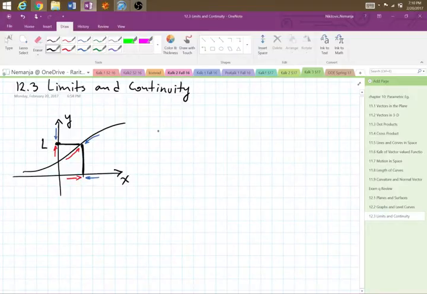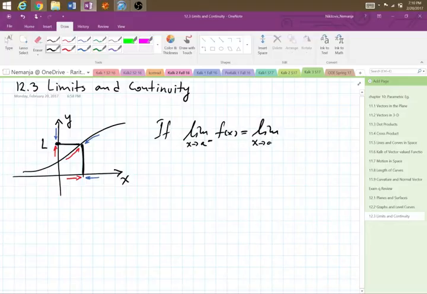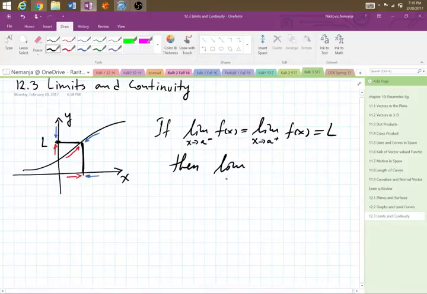So Theorem 2.2, if you care about the exact placement in the book, said that if the limit as x approaches a from the left of the function is the same as the limit as x approaches a from the right of the same function, L, then the overall limit as x goes to a from both sides, so no plus and minus, is L. Otherwise, the limit does not exist.